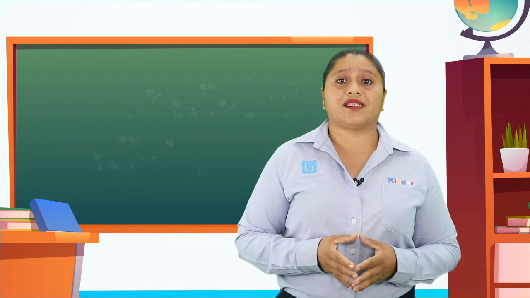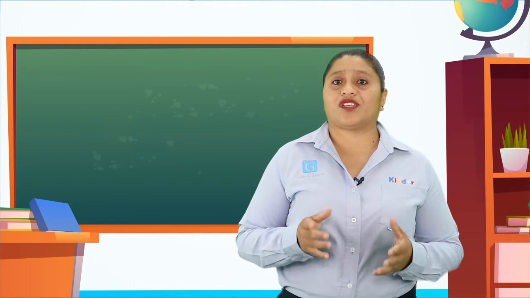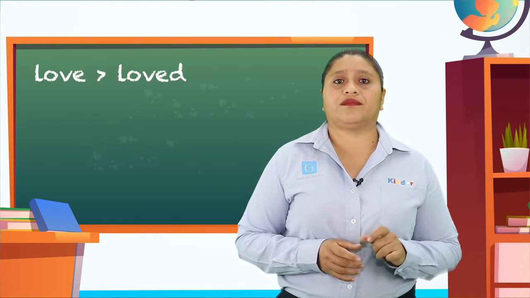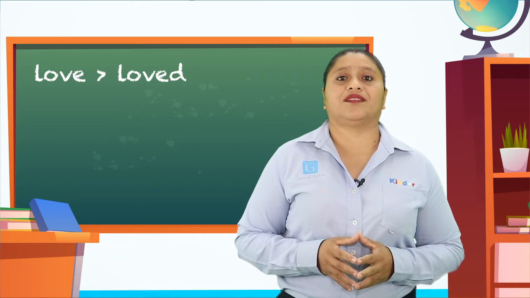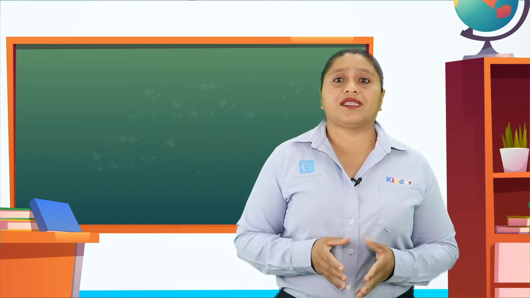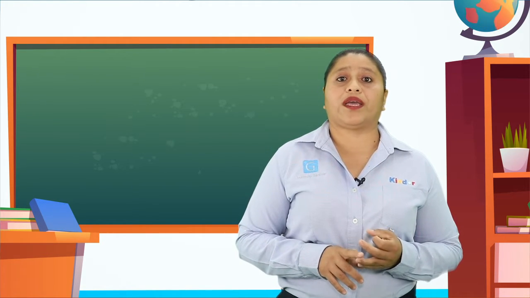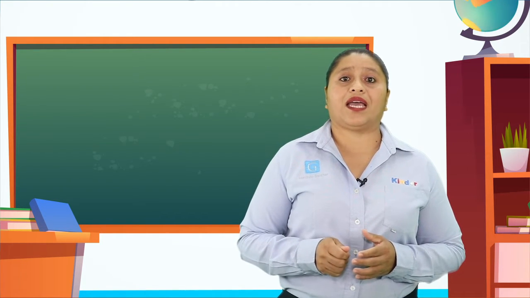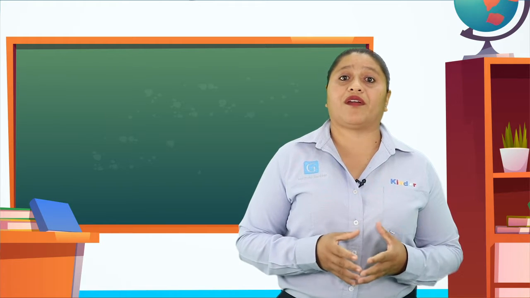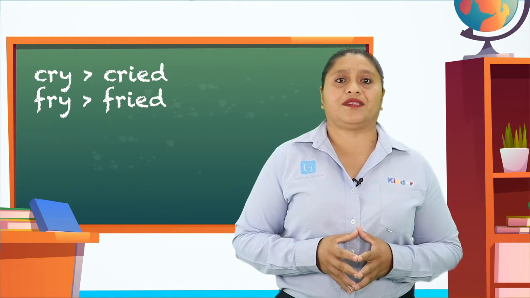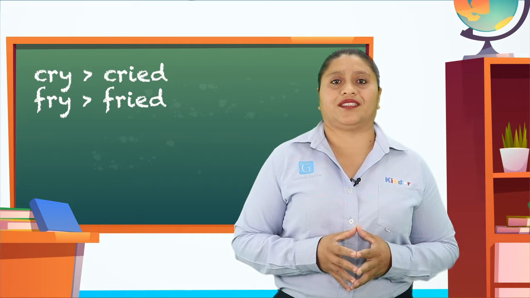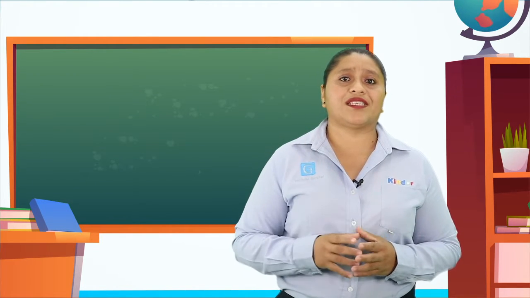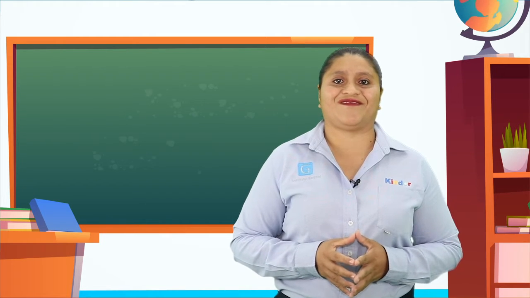If the verb ends in e, just add d. For example, the verb love, loved. If the verb ends in consonant and y, change the y to i and add ied. For example, cry, cried. Fry, fried. Okay, now let's watch this video that will help you to practice the regular past tense.